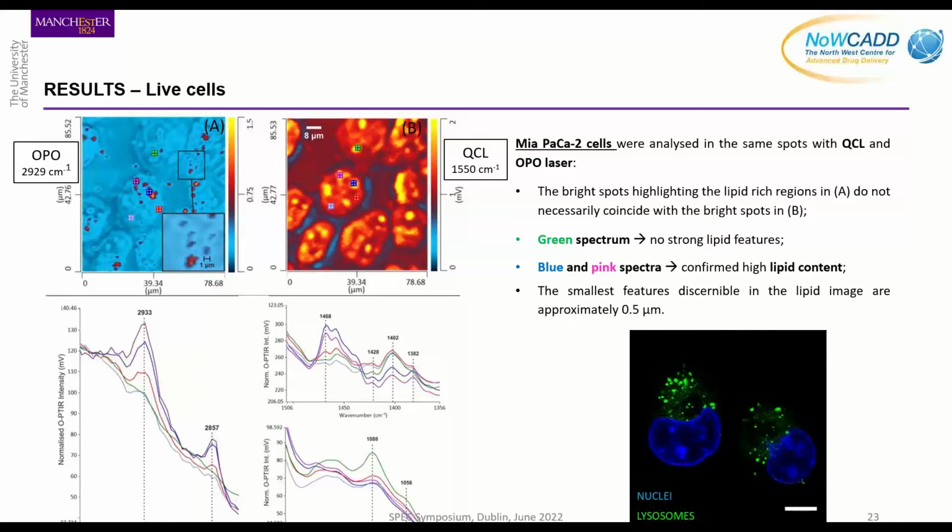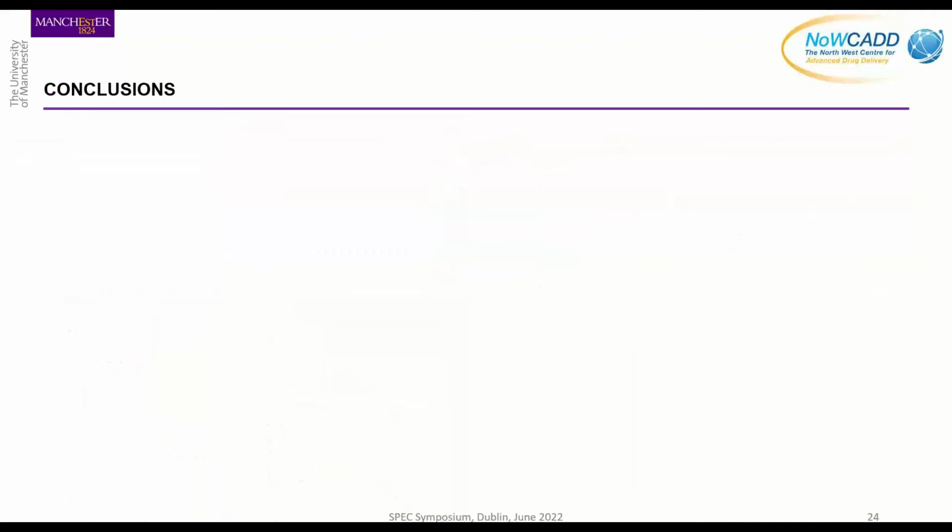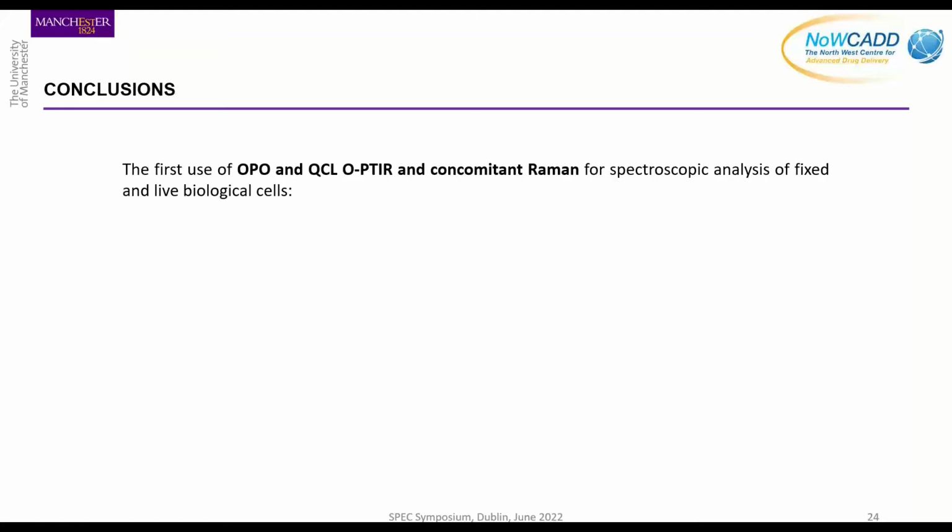So again, we've done the fluorescent imaging to try and always back up what the infrared is saying, and every time it seems to be pretty consistent. So we're very pleased with that. Okay, so that's just a quick overview of a couple of cells of what we've been able to do with the system. So I think when we published this, it was the first use of the OPO, the QCL fingerprint, and the Raman for fixed and live biological cells.